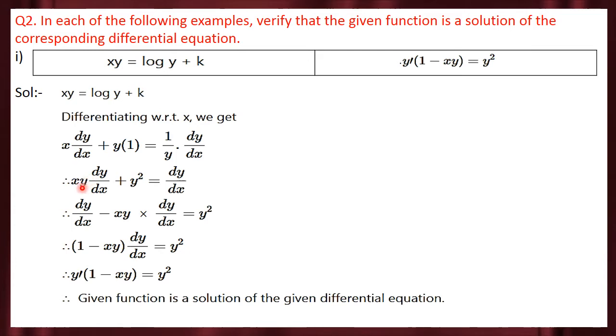Now here 1 by y is there in the right hand side, so we multiply throughout by y. So x into y dy by dx plus y square is equal to dy by dx. Now we will collect the terms containing dy by dx together, that is xy into dy by dx minus dy by dx. So dy by dx into 1 minus xy is equal to y square, that is y dash into 1 minus xy is equal to y square.